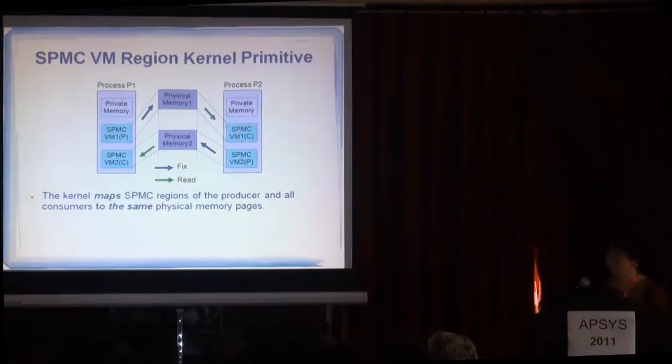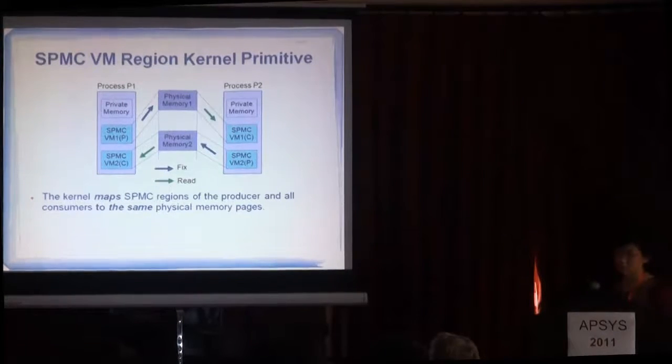This graph shows how the virtual memory maps. So we can see the kernel maps the SPMC regions of the producer and all consumers to the same physical memory pages.